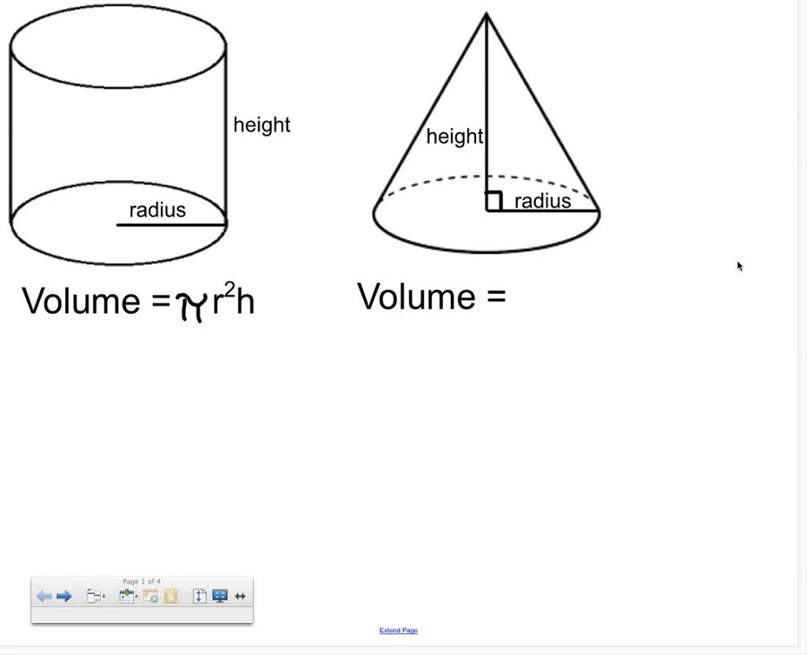So we're going to take a look at the volume of cones and how to use that formula, what it is, and how it relates to a cylinder, because that's the main key to understanding the volume of cones: how it relates to the volume of a cylinder.